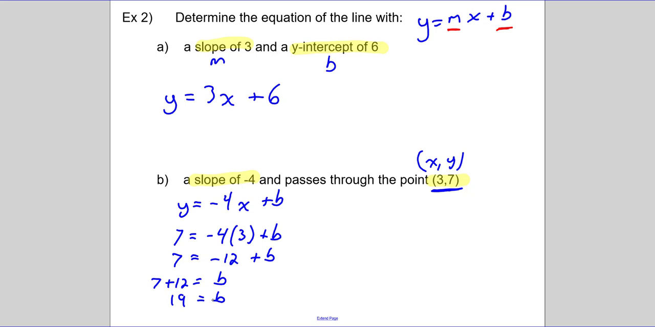Now, so often, students will do all this work, they'll get all the numbers they need, and they'll stop. But you haven't answered the question yet. Remember, I'm looking for the equation of the line. So over here, therefore, y equals negative 4x plus 19. And there's our equation of the line. Do not forget to actually answer the question and give us the equation.